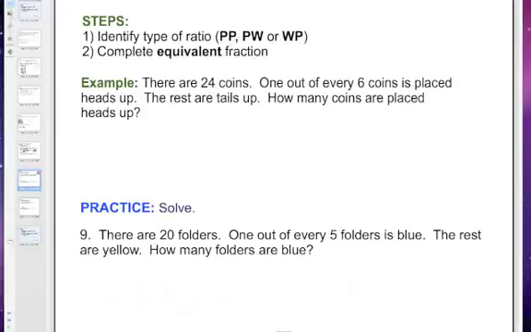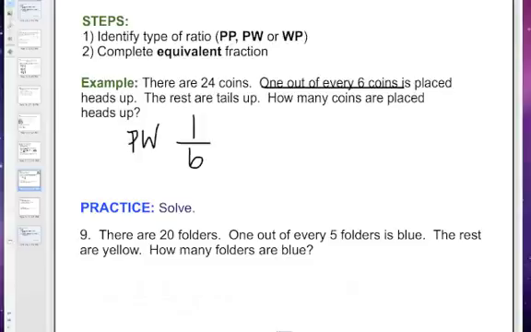Let's try another problem together. There are 24 coins. 1 out of every 6 coins is placed heads up. The rest are tails up. How many coins are placed heads up? Well, here's the ratio they want us to work with. So 1 to 6. The 1 represents a number of coins that are heads up. The 6 represents the whole collection of coins we have. So this is a part to whole.